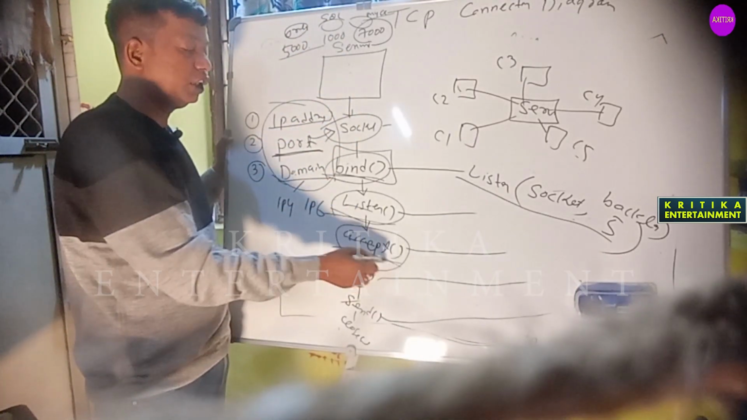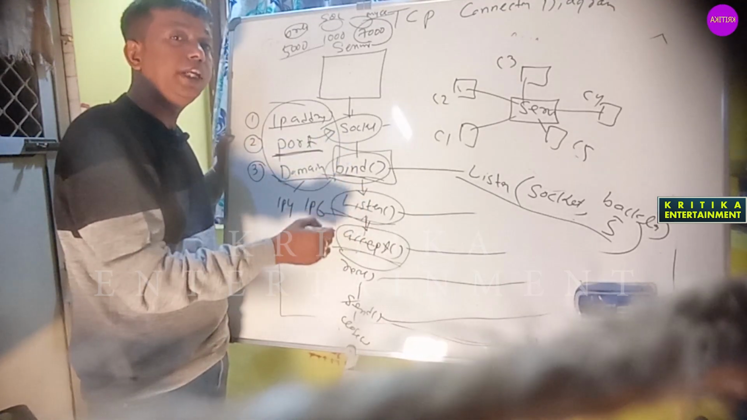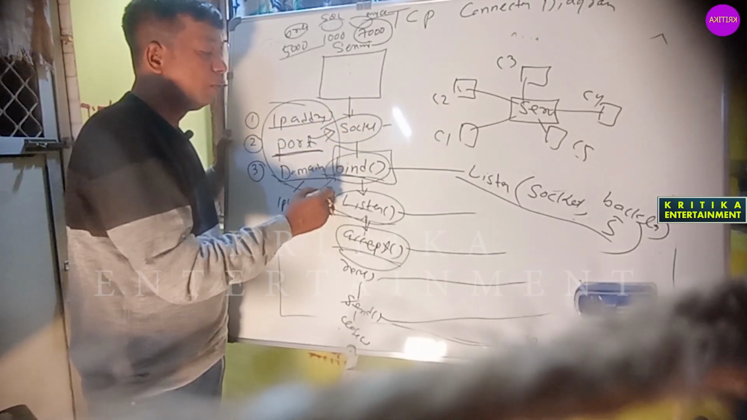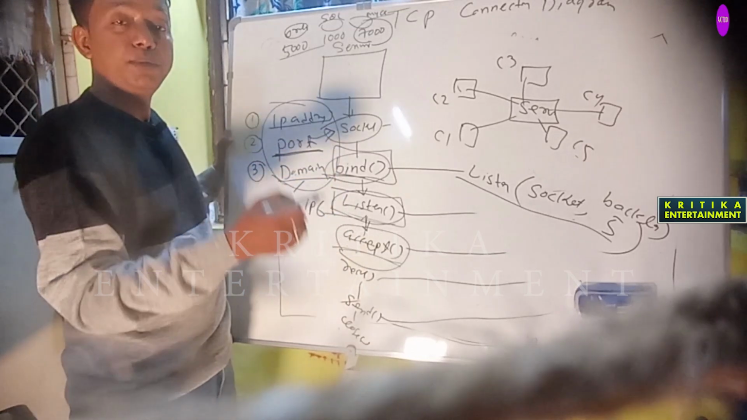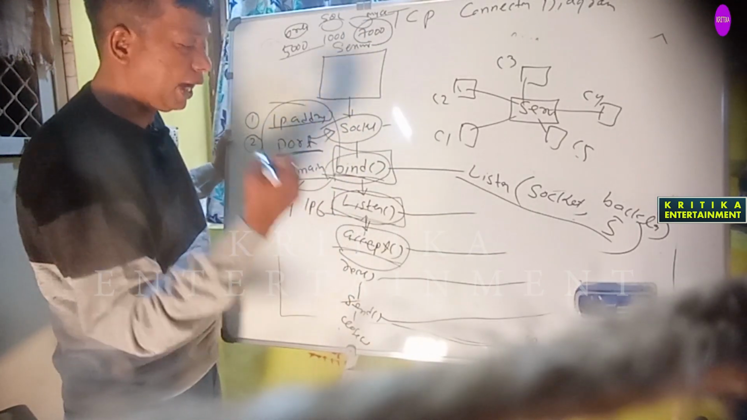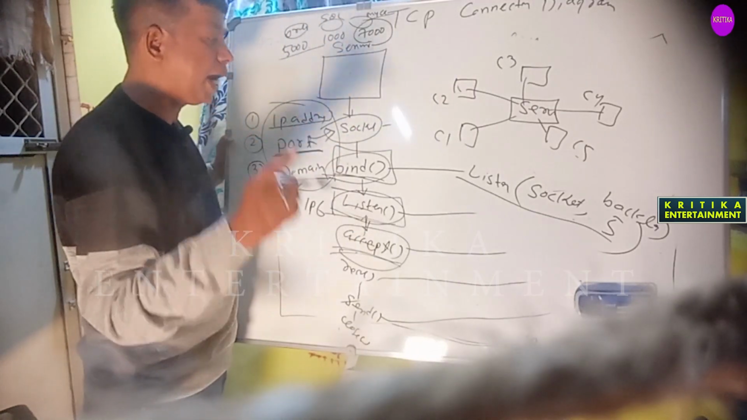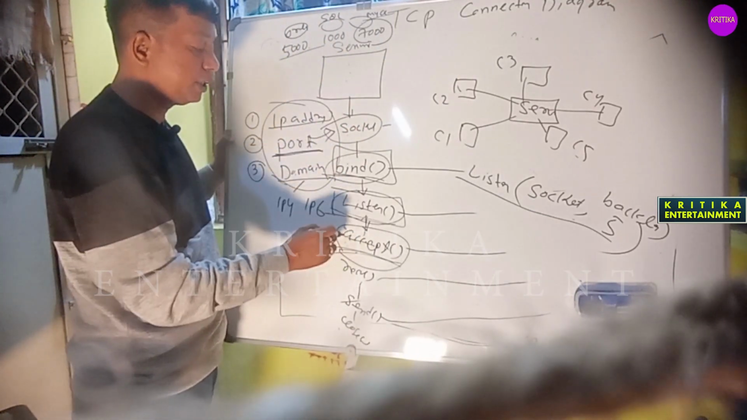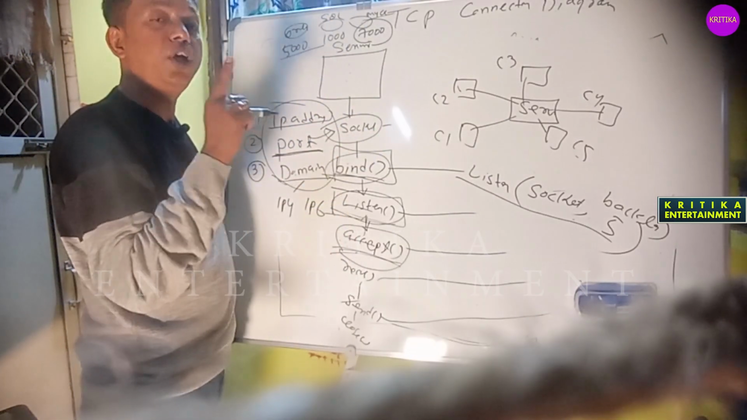So the accept function is used to pick one client from those queued in the listen function. It is used to accept the connection from the client. Then the accept function returns one new FD, and that new FD is called the client FD.